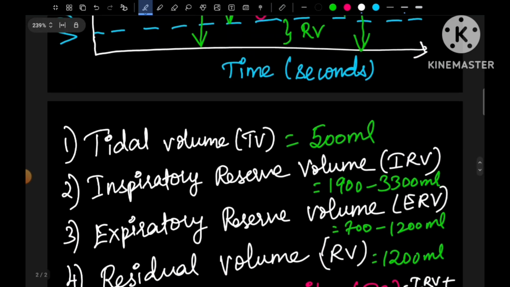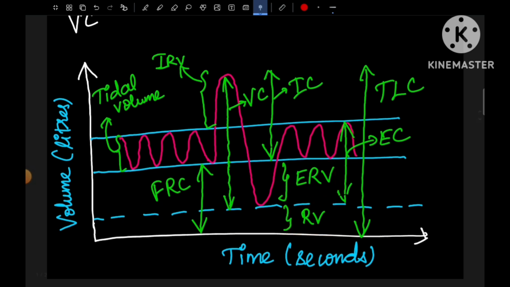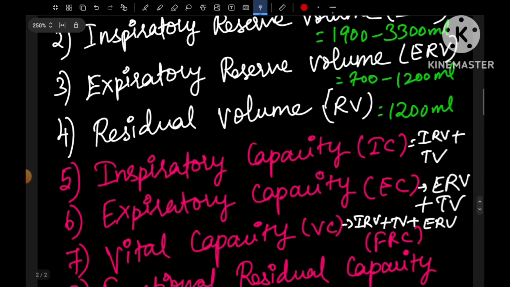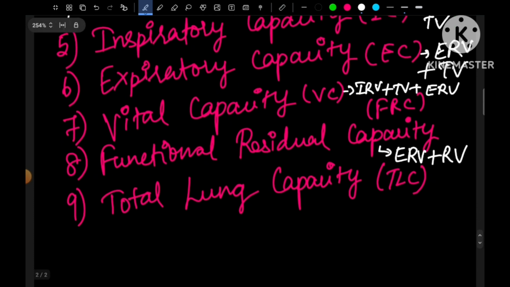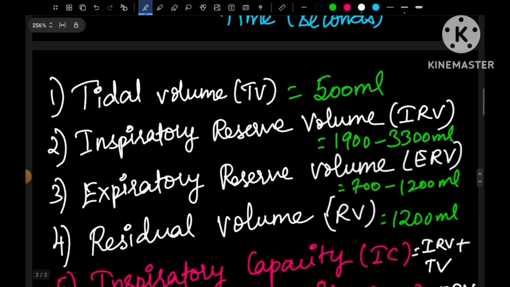Next, let's see functional residual capacity. Functional residual capacity is associated with expiration, guys. See here, expiratory reserve volume plus residual volume. This is functional residual capacity. Okay, guys, look at the diagram and try to correlate. So this is ERV plus RV.